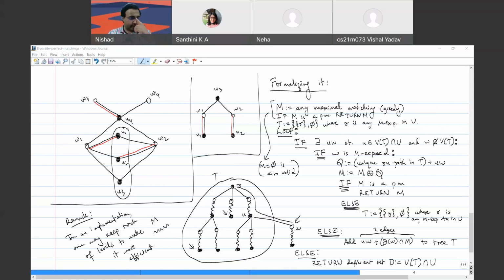Okay, so now I want to switch focus to finding a minimum cost perfect matching in bipartite graphs. So, next goal.